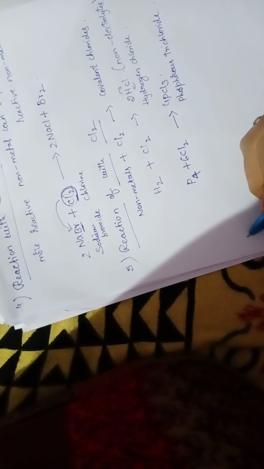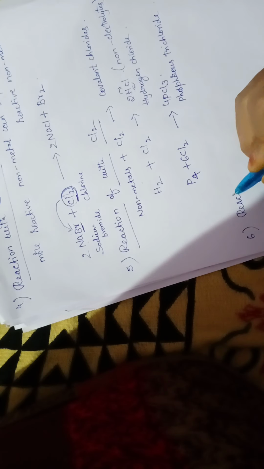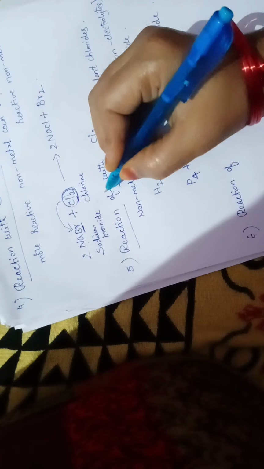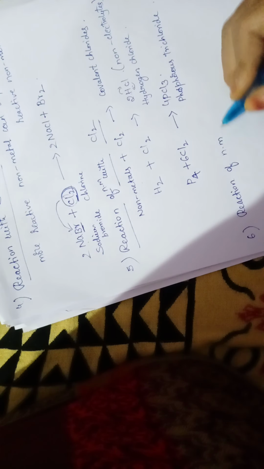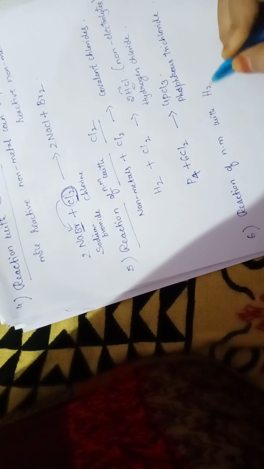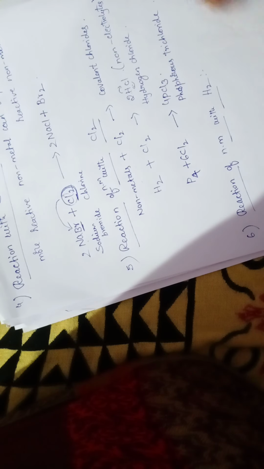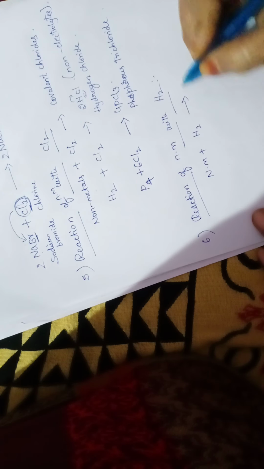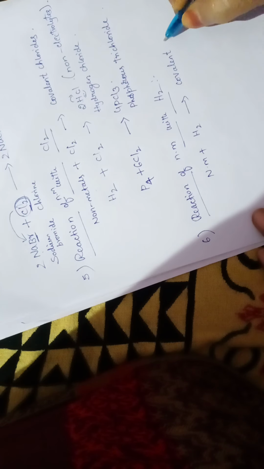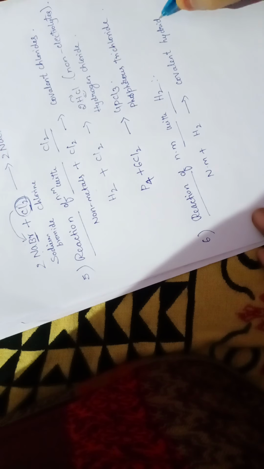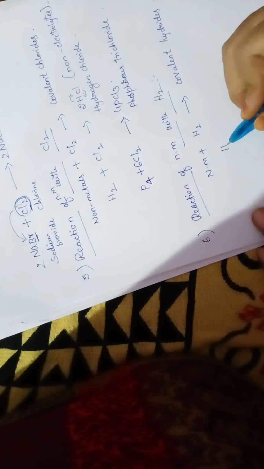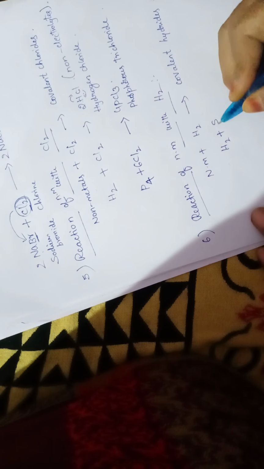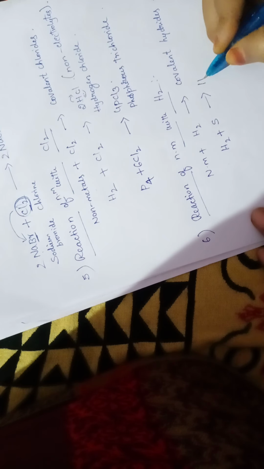If you go to the sixth one, it is the reaction of non-metals with hydrogen. When non-metals react with hydrogen, they form covalent hydrides. For example, H2 plus sulfur, where sulfur is a non-metal, you finally get H2S.